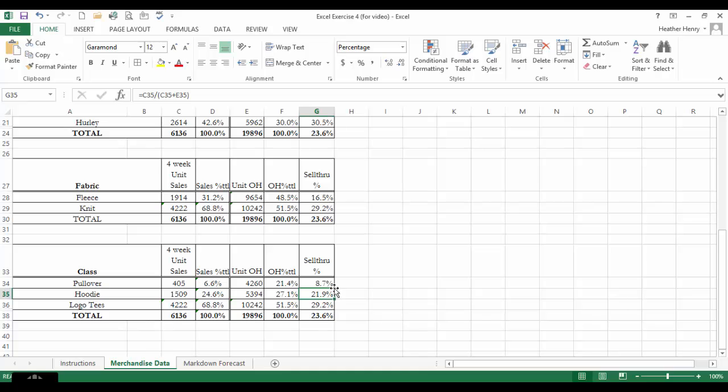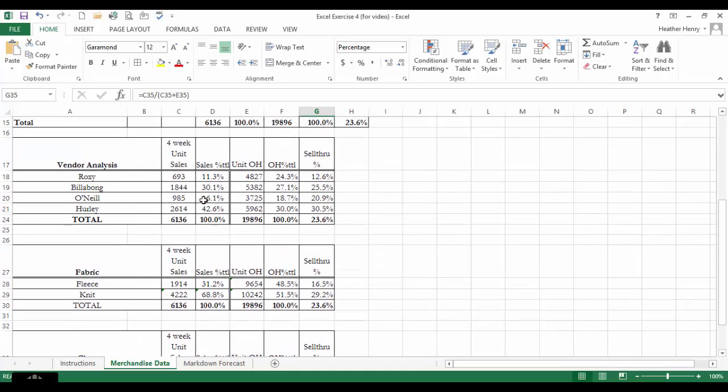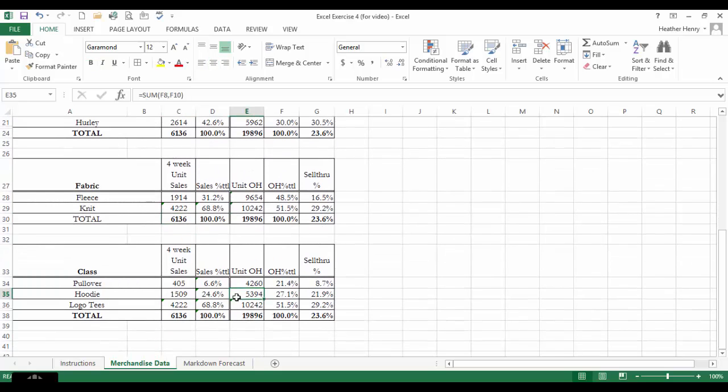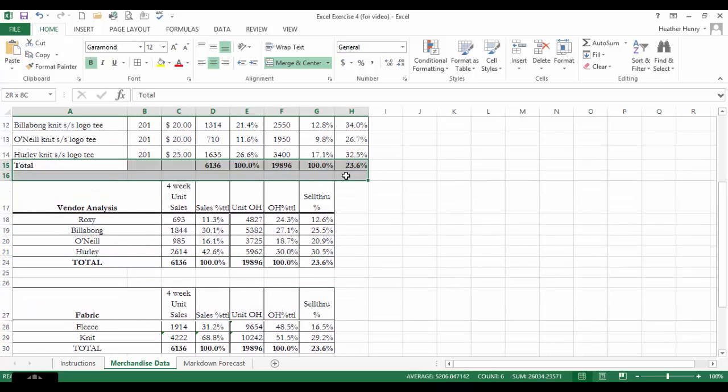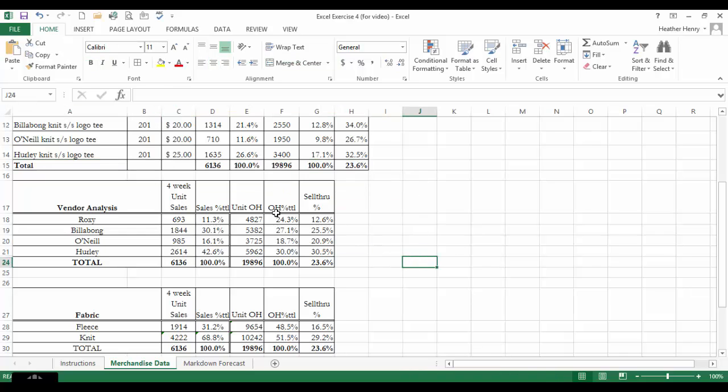So this is simply how we can look at all of these different styles based on the vendor, based on the fabric, and also based on the classification. You can see all of the total data reflected is all the same because none of our total data has changed. The only thing that has changed is how we are grouping the styles together to look at the sales in a different way.